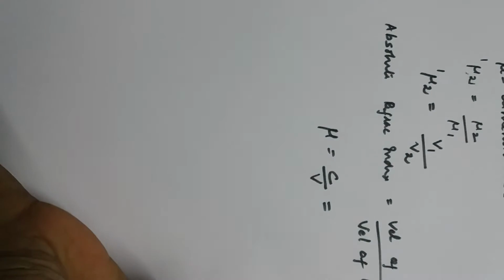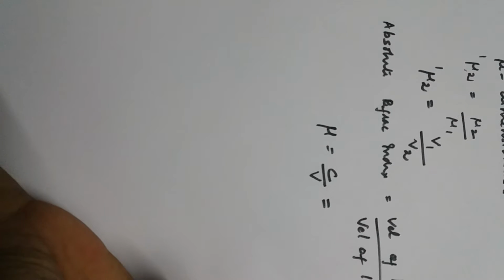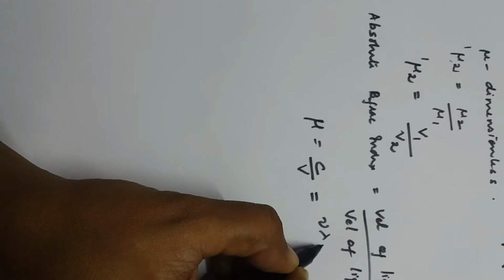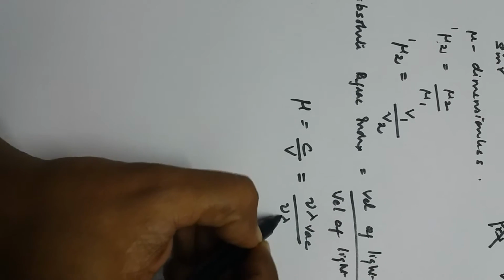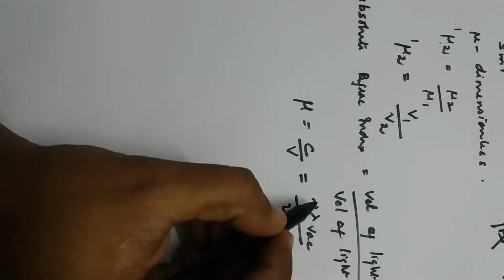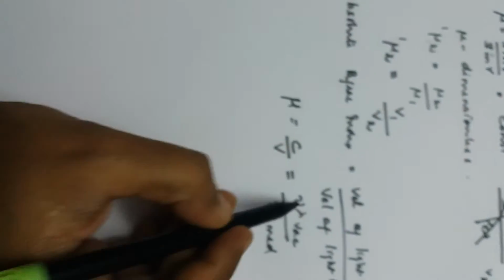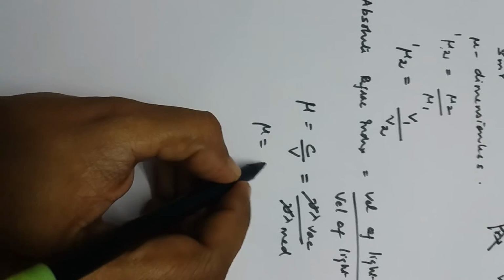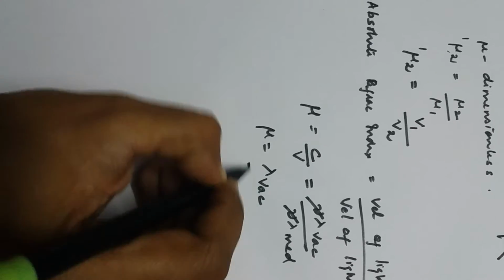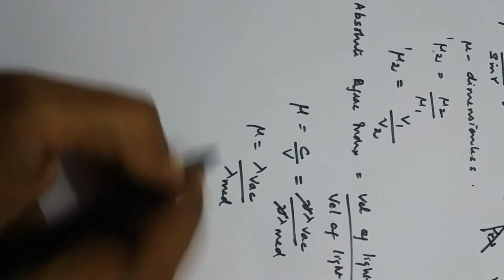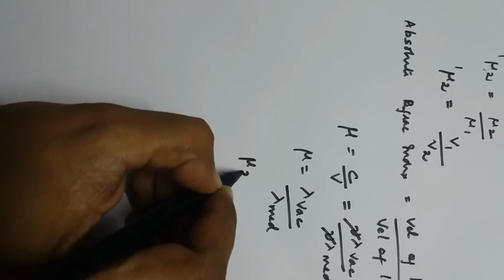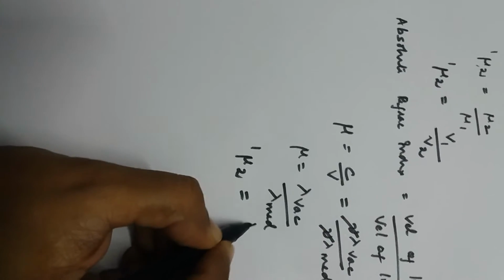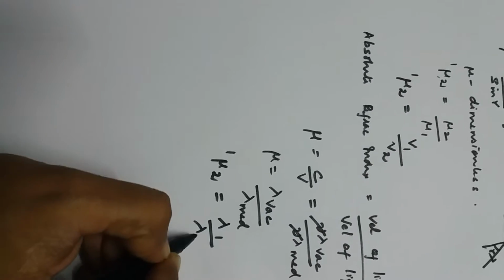Now C, as we all know, is nothing but a product of frequency and wavelength, nu lambda. So here it is nu lambda vacuum by nu lambda medium. But nu does not change when light travels from one medium to another, so it remains the same and can be cancelled. So you get another formula for absolute refractive index, which is lambda of vacuum by lambda of medium. This can also be written as the refractive index of the second medium to the first, in case of pairs, as lambda 1 by lambda 2.